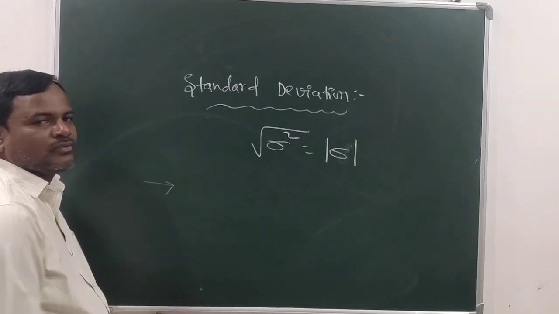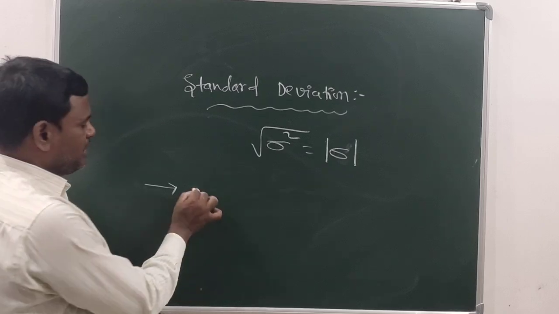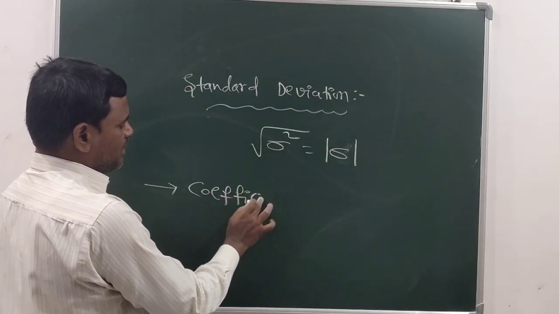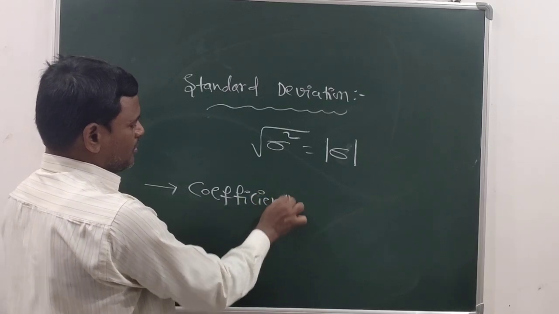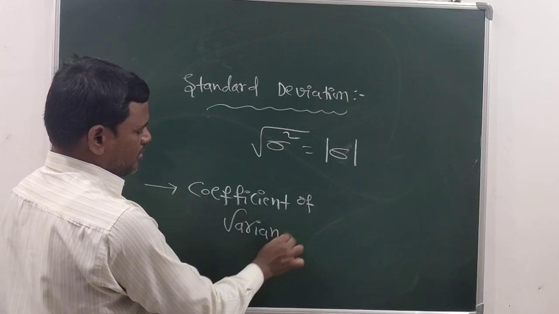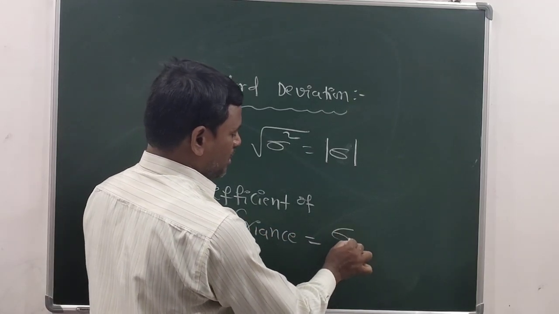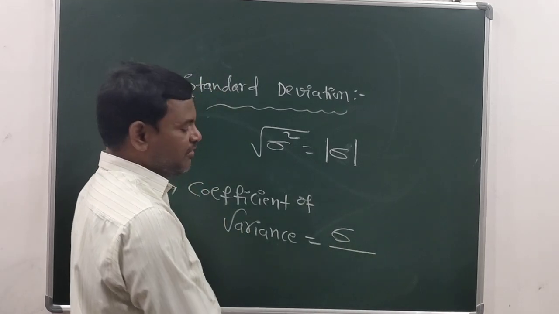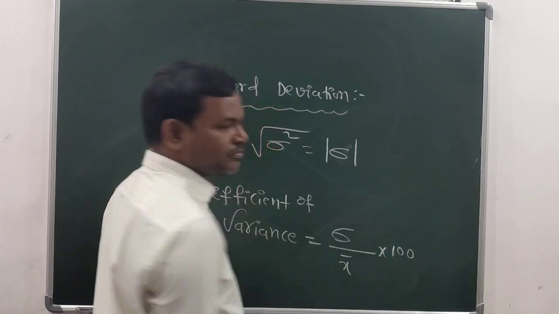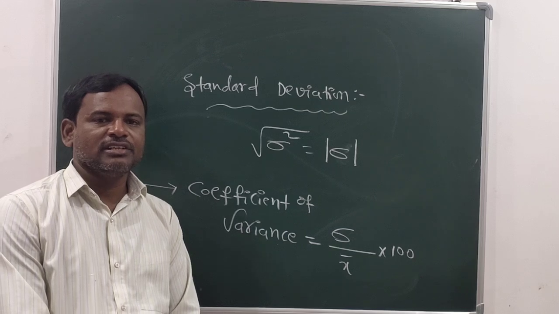Next, what you have to learn? Coefficient of variance. So this is the formula: sigma, which means standard deviation, by x bar into 100. If you apply this formula, you get the coefficient of variance.